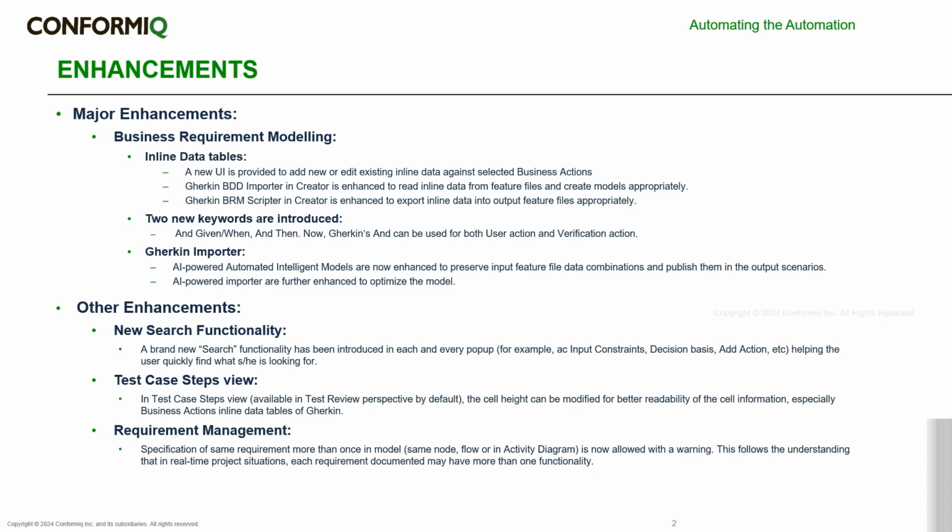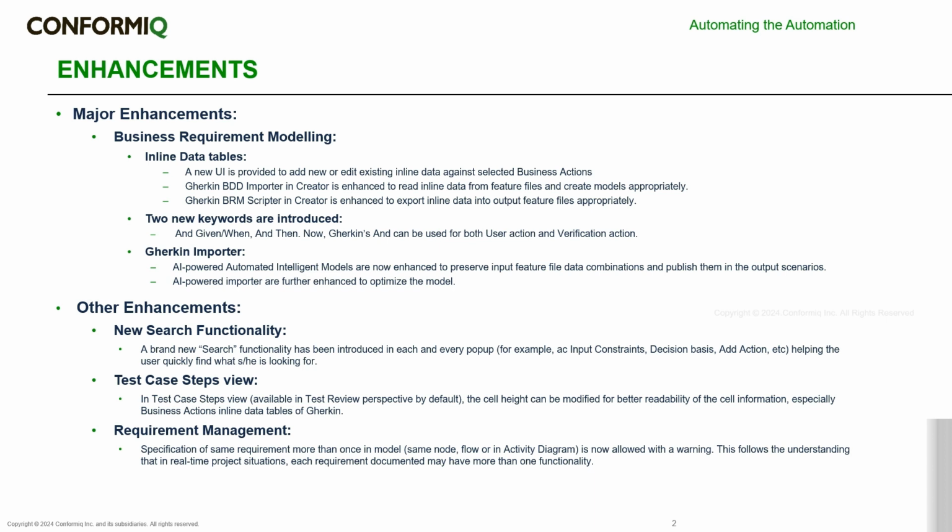So the major enhancements include the enhancements within the business requirement modeling. You can see our new UI, now called inline data table, with which you can add new or edit the existing inline data against the selected businesses. Now, this inline data has been handled on the import side as well through the Gherkin BDD importer, and you can also see the same being exported as is with all of the Gherkin VRMs.